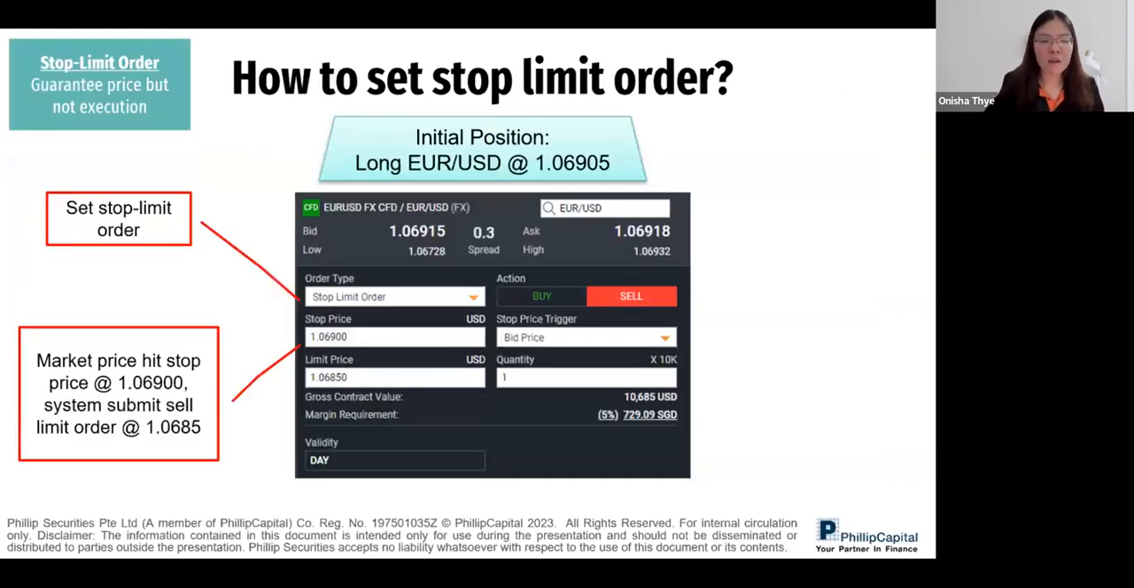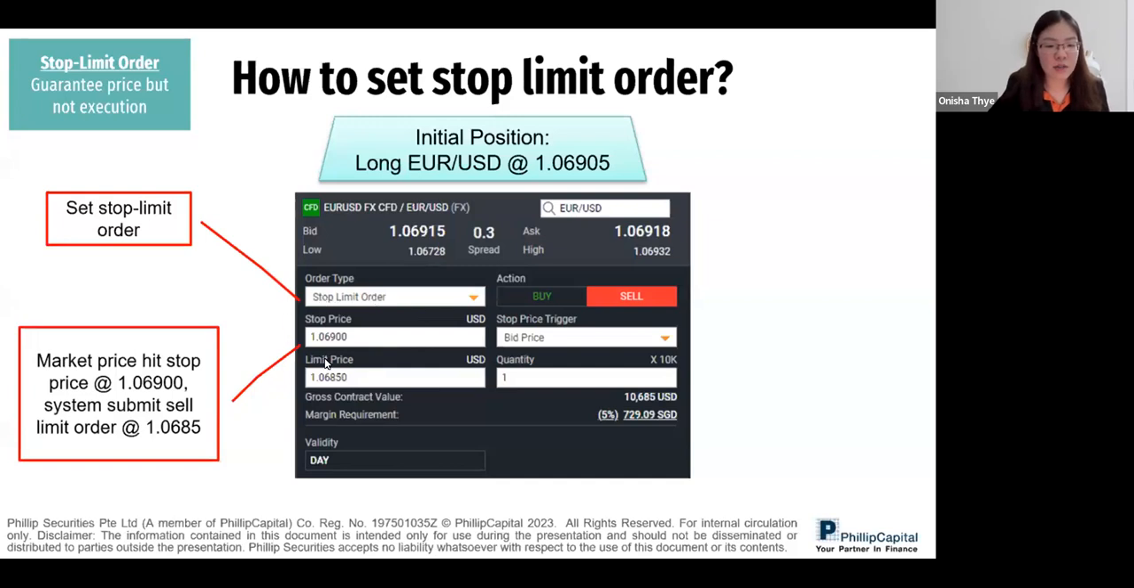Okay. So how do we set our stop limit order? This platform is our POEMS platform. In this case, we need to set the order type to stop limit order. So a stop limit order is different from the market order, where this guarantees the price but not the execution. Just now, the market order guarantees the execution, but we can't guarantee the price because there is also a possibility of slippage, as I mentioned just now.